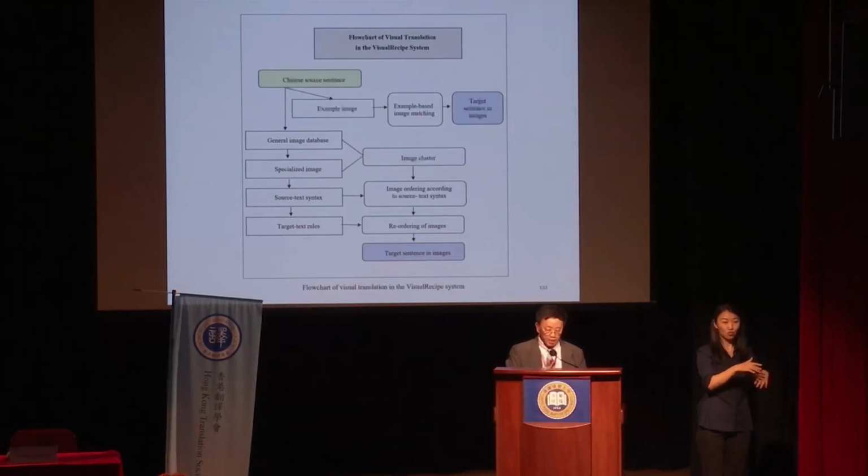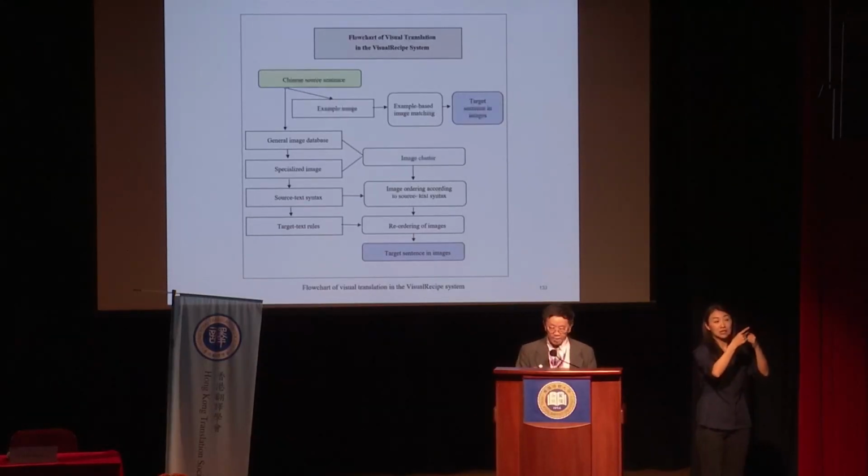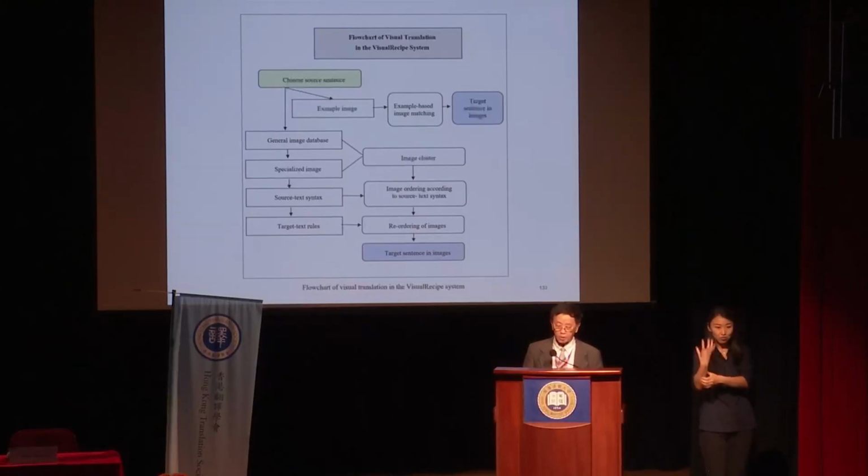Part 1 has something to do with the TransRecipe. Part 2 would be the image, and part 3 would be the image. What is it? Part 1 would be source in. Part 2 will be text out. Part 3 will be image out. This is about visual translation.